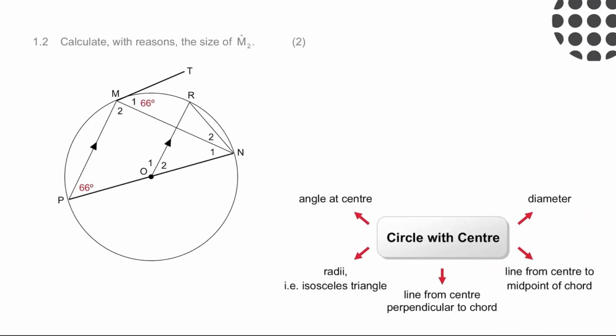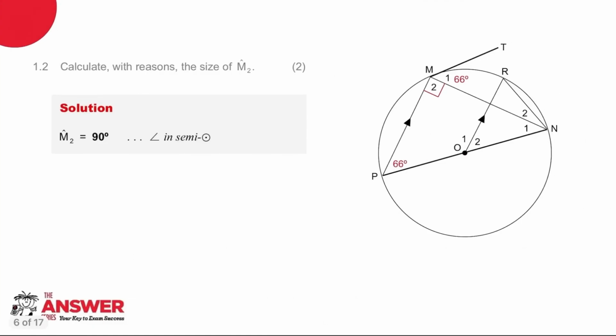In question 1.2, we need to find the size of angle M2. So if we have a look at the sketch, we can see that it's the angle that we worked with earlier, so we're simply going to double check. The angle is subtended by the diameter, so we can claim that it equals 90 degrees and simply write up our answer. So angle M2 is 90, angle in semicircle.